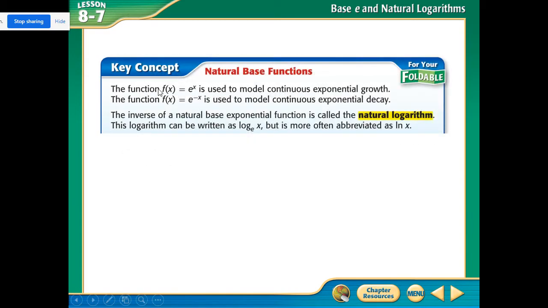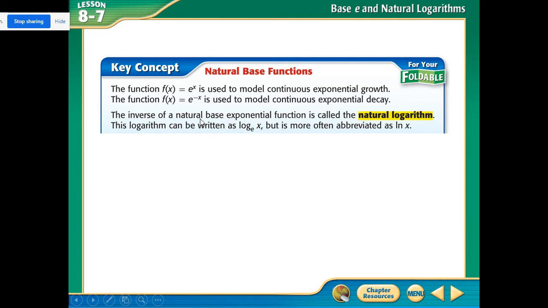So the natural base is the function of e to the x, for continuous exponential growth, or continuous exponential decay, which is e to the negative x. This would be used for half-lives and things like that in chemistry. This could be used for population growth and other things of that nature. But those are formulas that we do end up using.